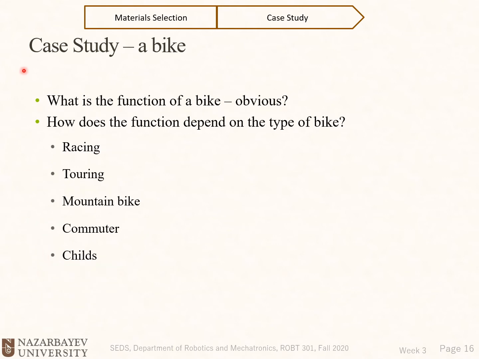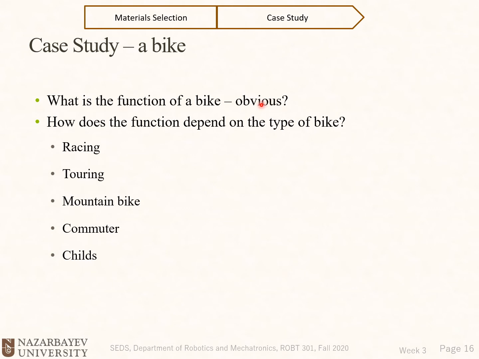Okay, so let's go for one case study. The first one is a bike. And on the bike, we also want to do some analysis on a specific part, which is the bike frame. But first, we want to see what the function of a bike is. Is it obvious or not? You should basically answer this question, yes?